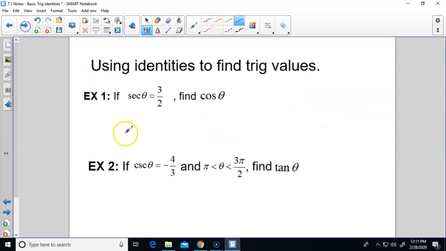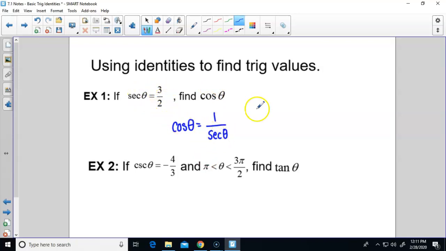Alright, so let's look at some problems that you'll be asked to do with these. The first thing that you might be asked to do is use identities to find trig values. For example, if we know secant of theta is 3/2, and they ask us to find cosine of theta, well, we know that cosine of theta equals 1/secant of theta. That is one of our identities.